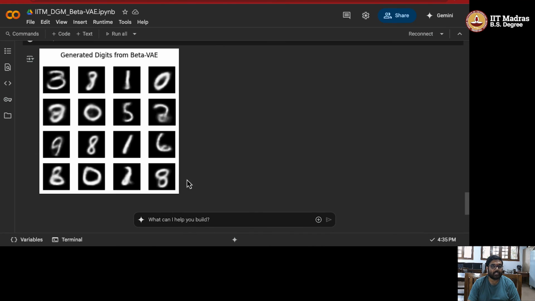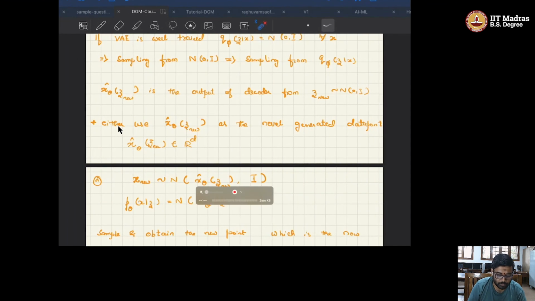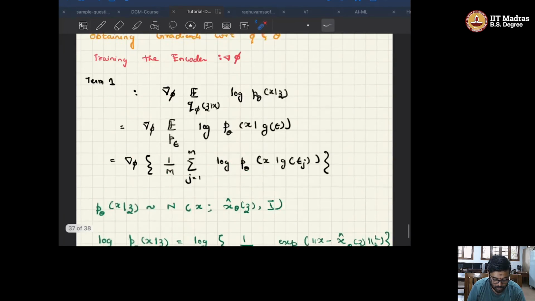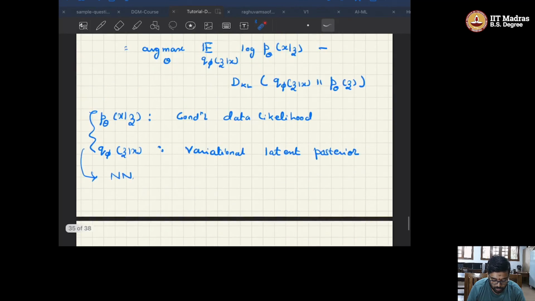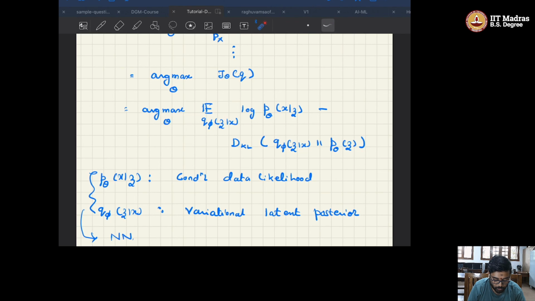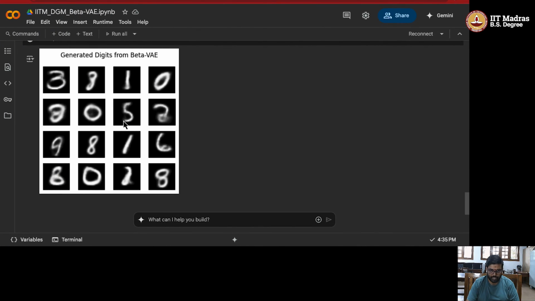These are the generated images that you have obtained for beta VAE, in which beta is 4. Now we have just discussed this whole theory. I just want to bring it to your notice that if you put beta here, this becomes beta VAE. If beta equals 1, this is standard VAE. Now we have looked at the implementation of beta VAE. You can put 1 and go ahead.